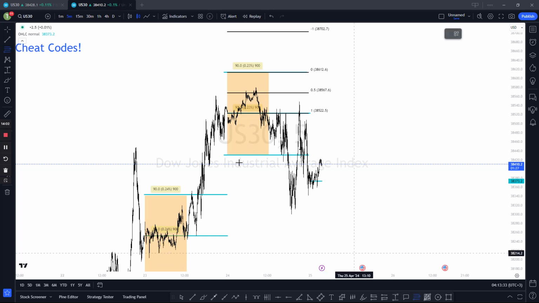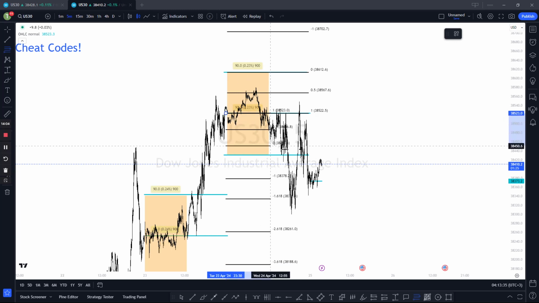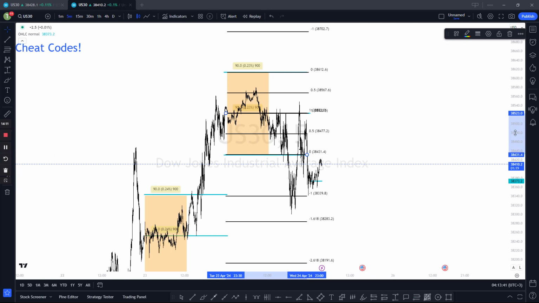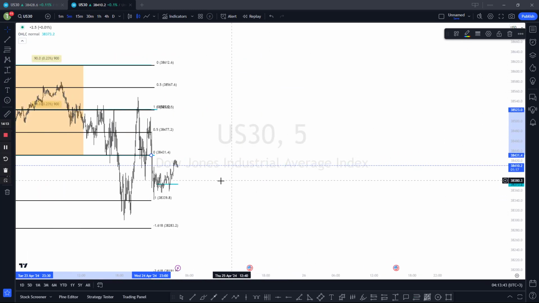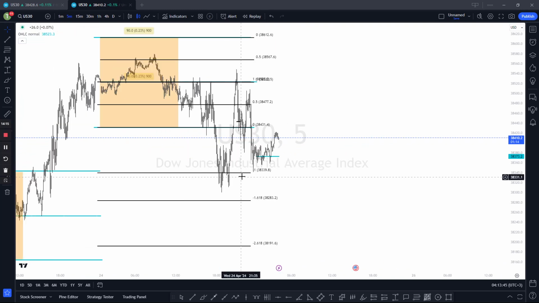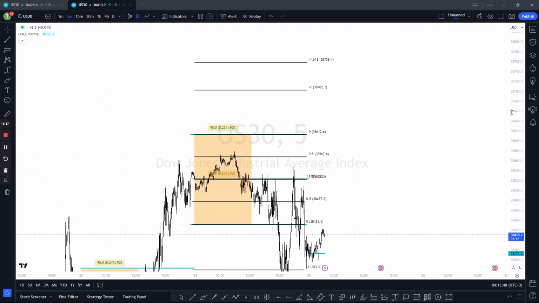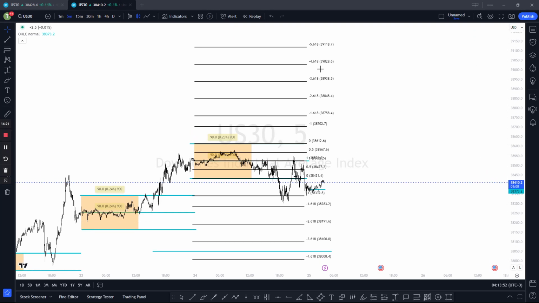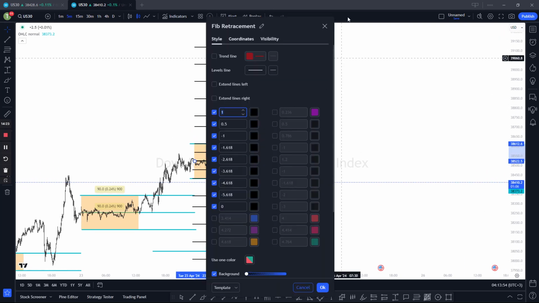And then if we go down, guess what? More levels. Look at that. Right on the money. It can be used. So, this is not your standard Fibonacci retracement. This has been modified by me based on backtesting, and this is also specific to US30.